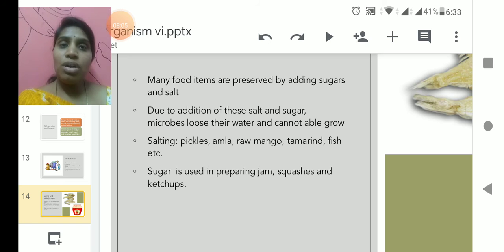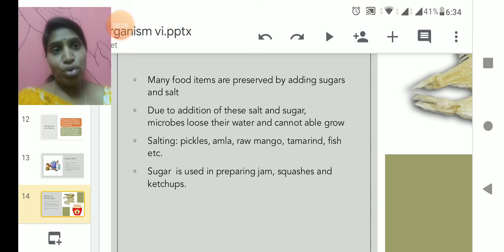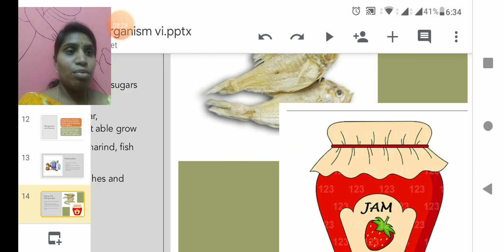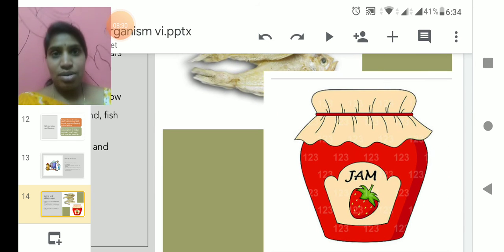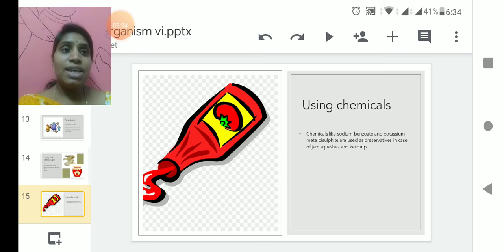So for example, in salting, for what? Pickles, amla, raw mango, tamarind, fish, prawns, these all are used in the salting process, and in the sugars also we can use it in jam, squash and ketchups. These are also used. Here I have shown a few pictures about the salting and about adding sugars, right? And next one is using chemicals, children.